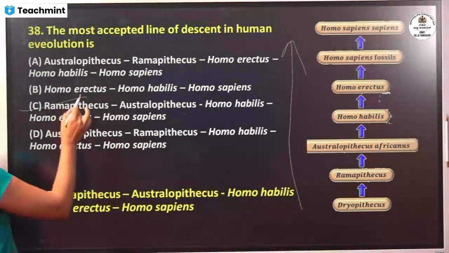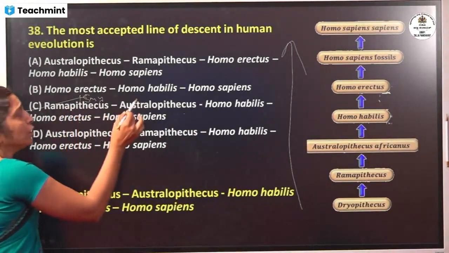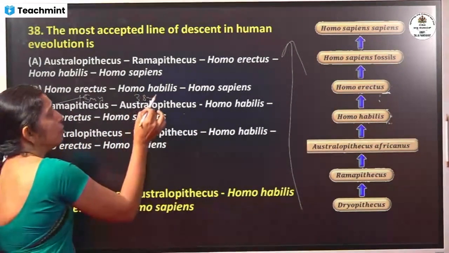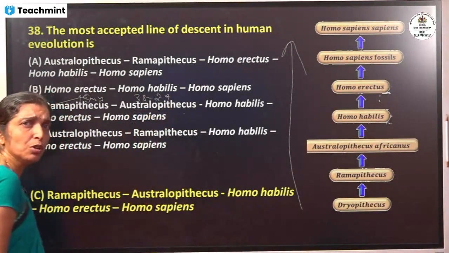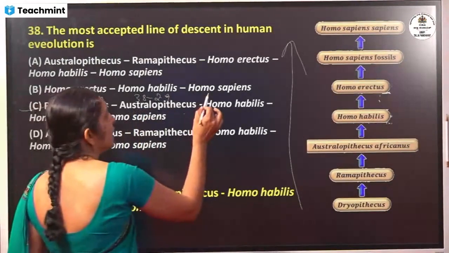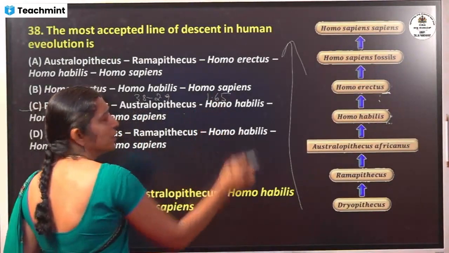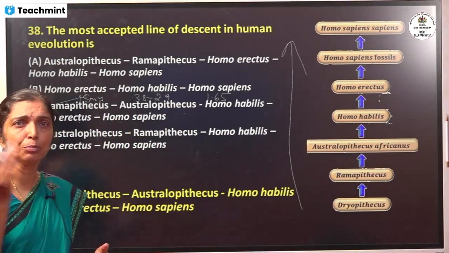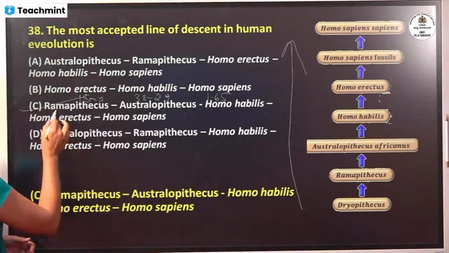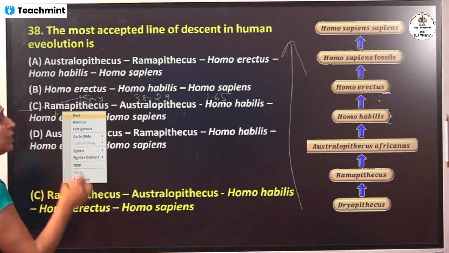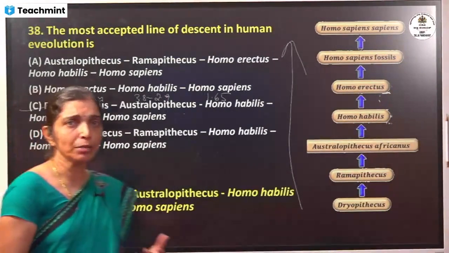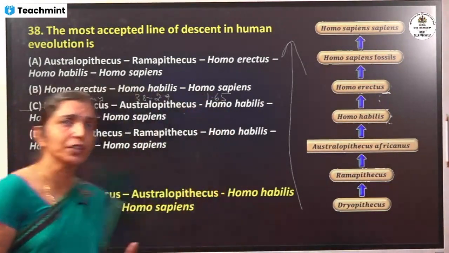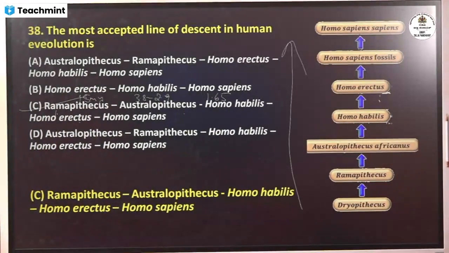So this may have been here for about 15 million years ago. Australopithecus about 3.8 to 2.9 million years ago. Homo habilis may have been here somewhere around 2.3 to 1.6 million years ago. Homo erectus may have been here about 1.08 million years ago. And then we have the modern man. So this is the order. So the right option over here is C, Ramapithecus, Australopithecus, Homo habilis, Homo erectus, and Homo sapiens.